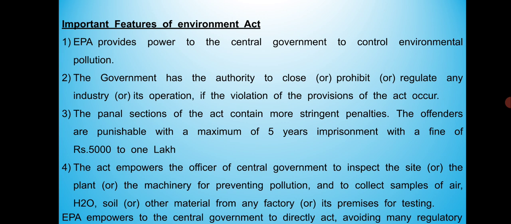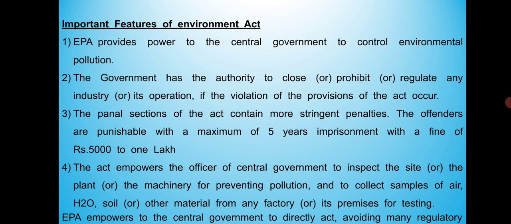Important features of the Environmental Act. EPA provides power to the central government to control environmental pollution. The government has the authority to close, prohibit, or regulate any industry or its operation if a violation of the provisions of the Act occurs. The penal section of the Act contains more stringent penalties. The offenders are punishable with a maximum of 5 years imprisonment with a fine of Rs 5,000 to 1 lakh.